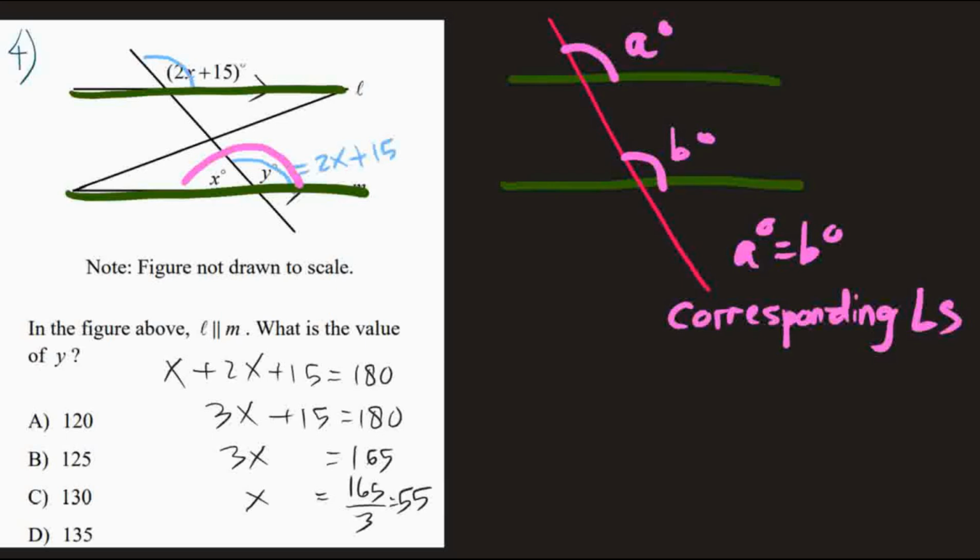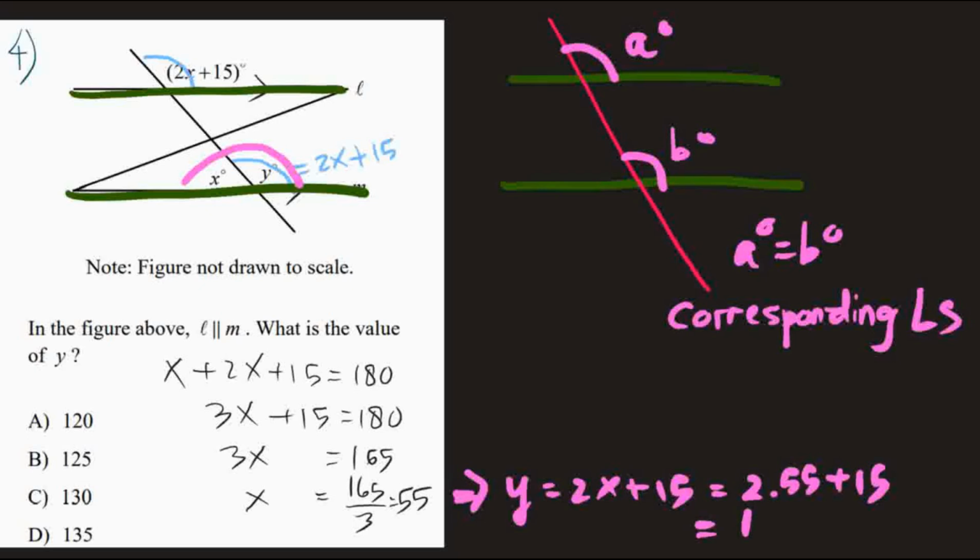Now we can count the value of y. Y is 2x plus 15, so we can find y equals 2x plus 15, which is equal to 2 times 55 plus 15, which is equal to 110 plus 15, and then is equal to 125. That's our answer today.